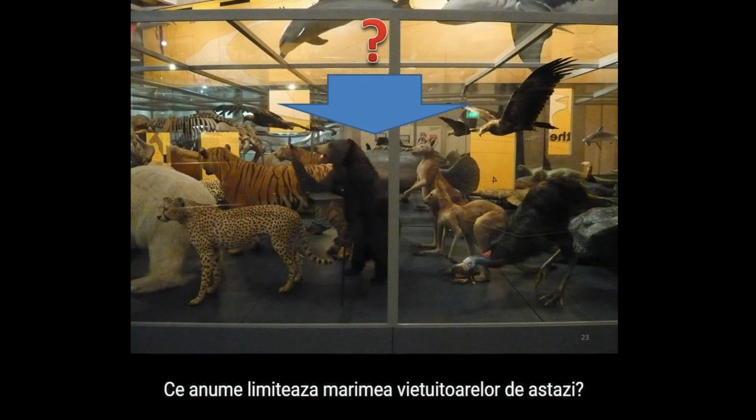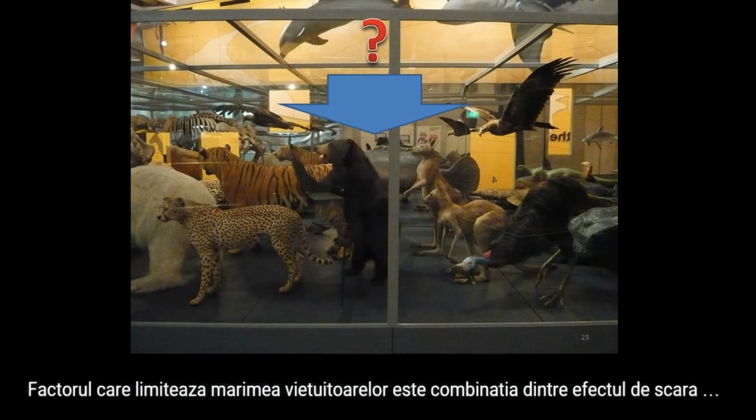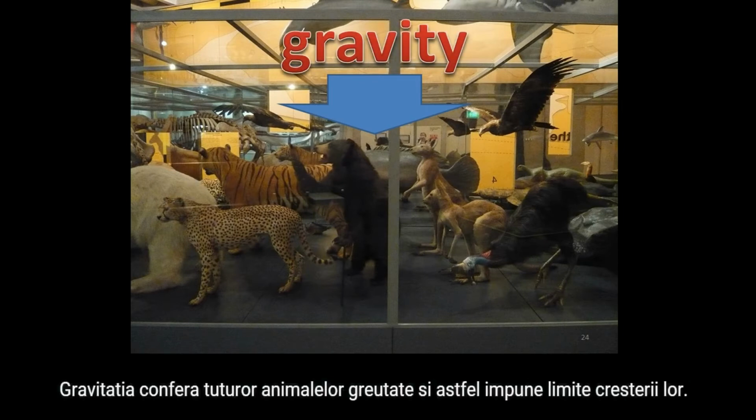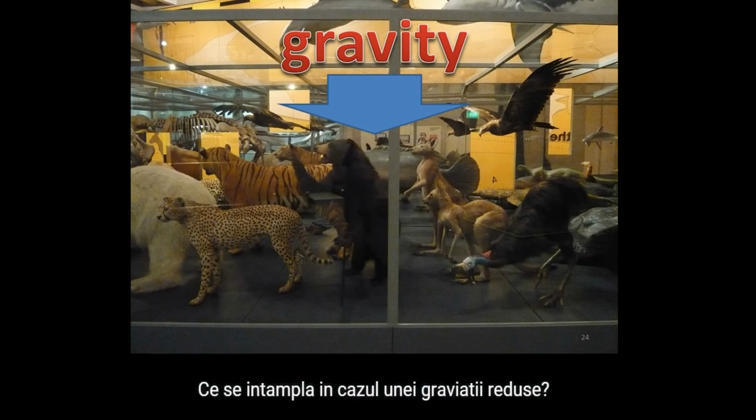What limits the scale of today's life? The factor which limits the scale of today's life is a combination of these scale effects and gravity. It is gravity which gives all animals weight and so limits their maximum size. But what happens in a reduced gravity?